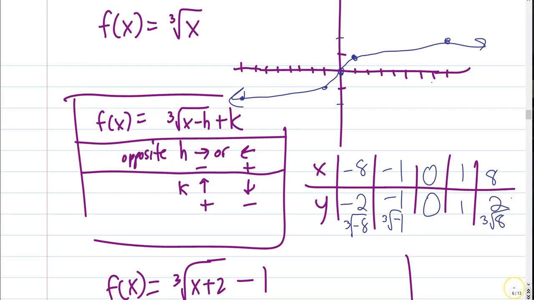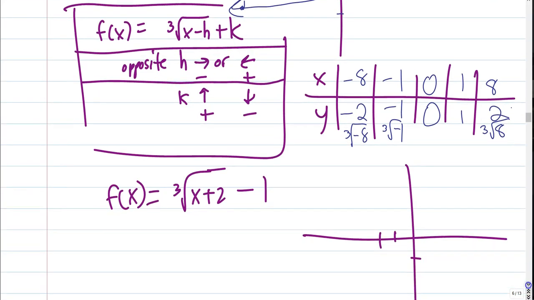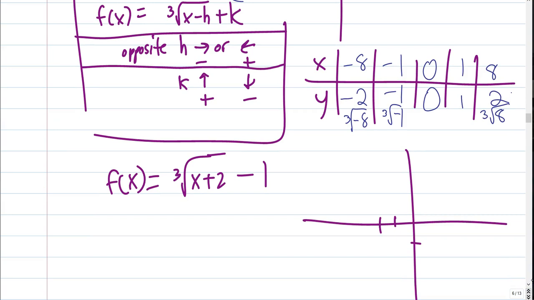We'll also have a little bit of shifting. I'm not going to go too crazy with this, but guess what? The h is opposite, meaning if it's negative, it goes to the right, or if it's positive, it goes to the left. K is positive is up, negative is down. So how would I graph this? Some of you are going to plot points. I wouldn't. I would take these 3 points, and I would shift them all.